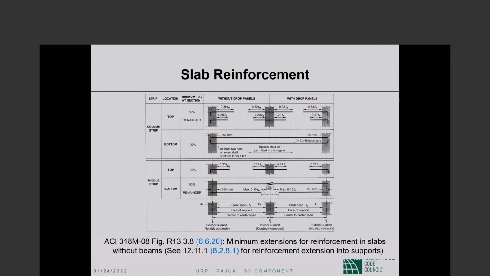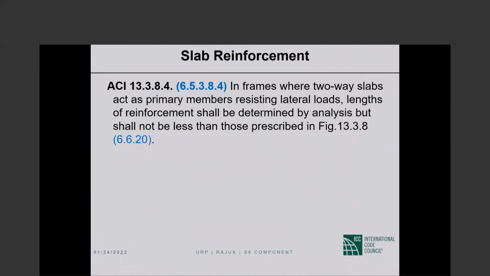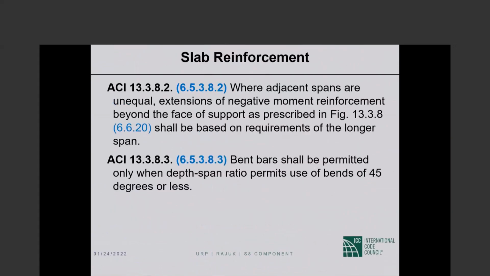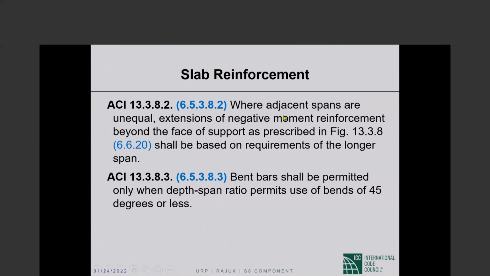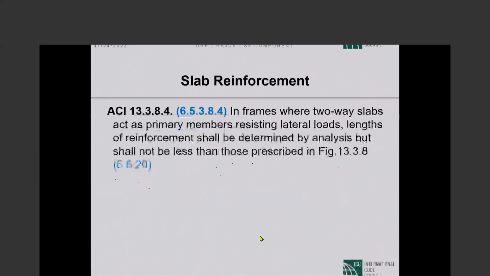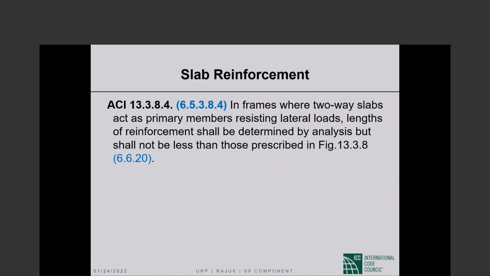So in both directions you will extend by this way it will be 30% of the longer span. This way it will be 33% of the longer span. If the left span is shorter than the longer span, this will not be 30% of the shorter clear span. So yeah, this you should read, and then the rest of it are details.